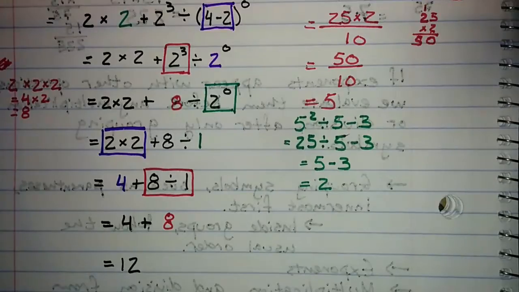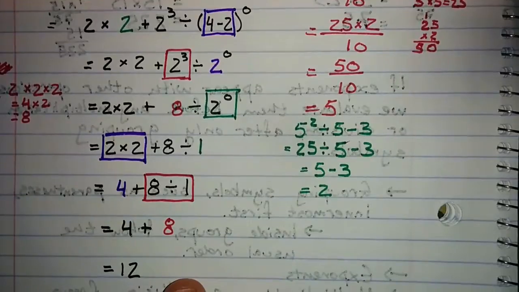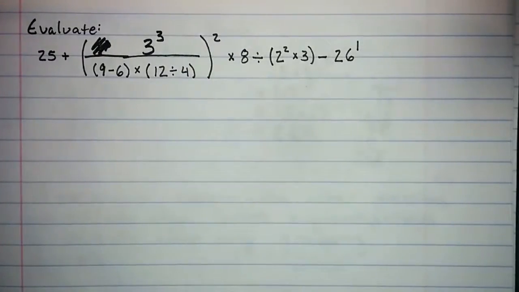I want you to notice something about this, and that is that working this problem took up the better part of a page. These long, complicated order of operations problems are not difficult to work, but they do require patience, and they require a lot of space. With that in mind, I'm going to have you try one of these. Evaluate this expression. Pause the video and try this now.